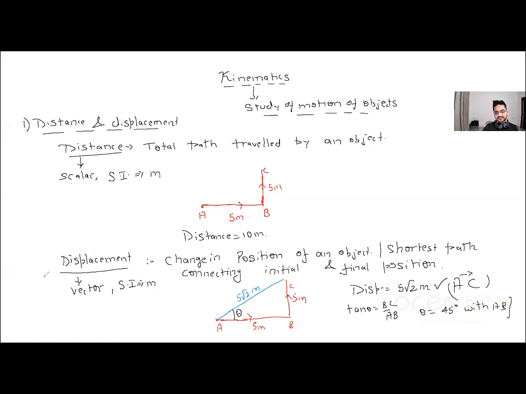Now displacement is represented by another letter called x. Sometimes we represent it as x, or sometimes as s also. Both these letters are used to represent displacement. All right, so that was about distance and displacement.